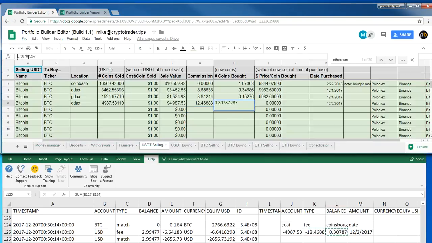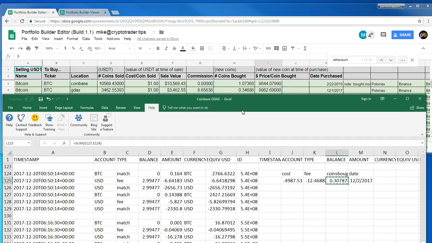And now once you get Gdax done, they're really the biggest pain in the butt. The rest of the exchanges report this in a manner that almost all of this data is auto-calculated for you. Okay, so now we've gotten one more trade completed.